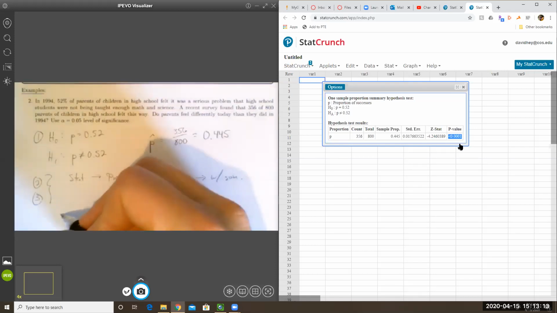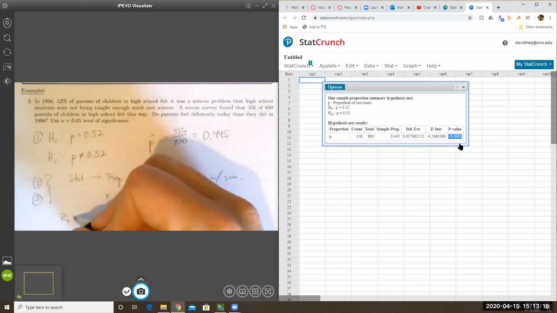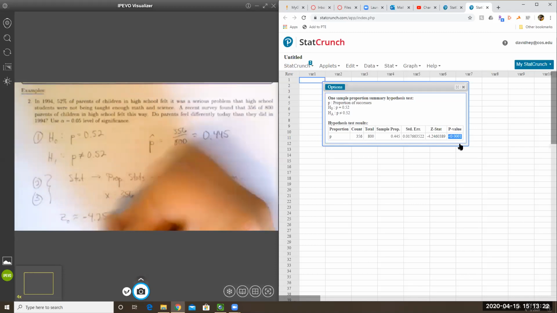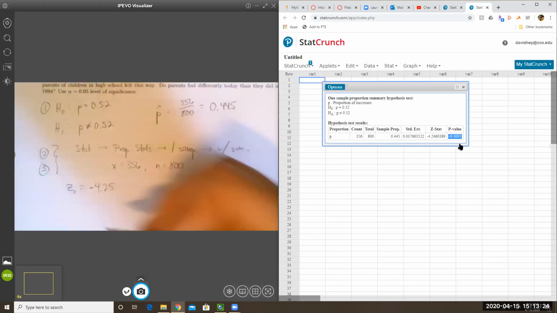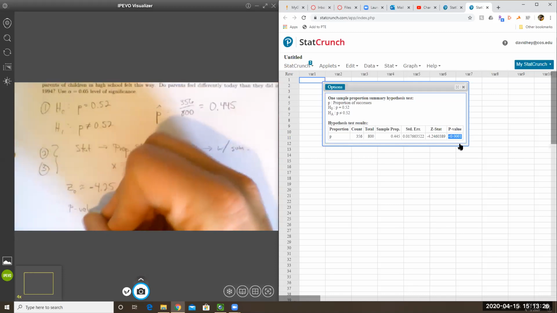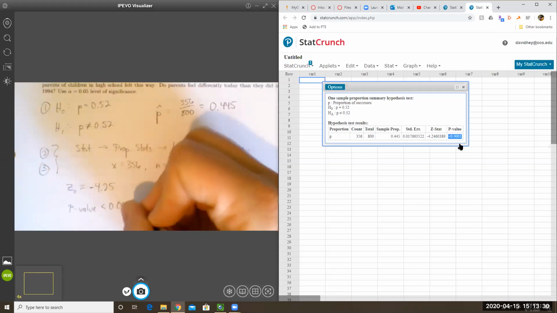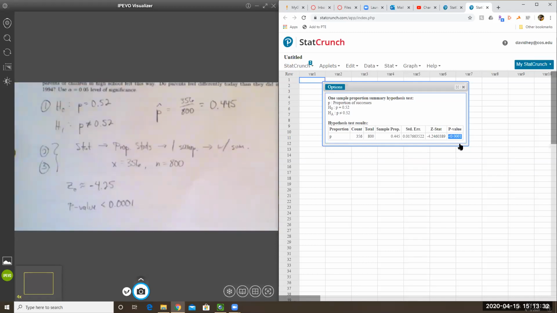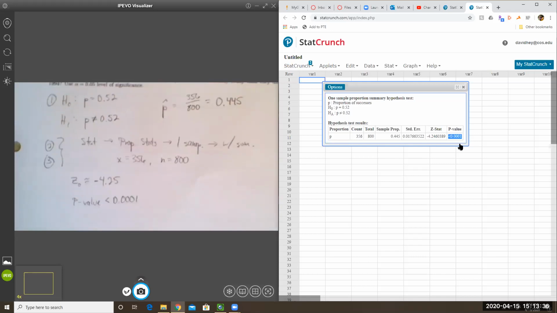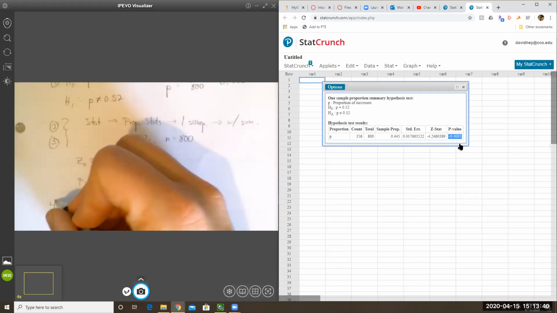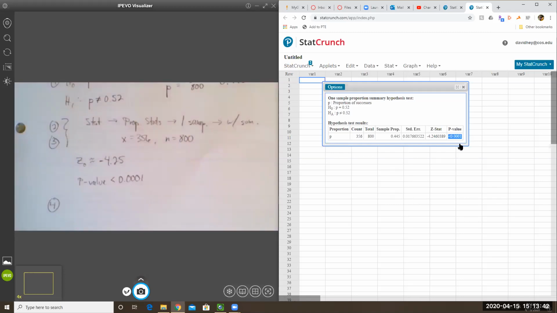Okay, so let's write those things down, right? So our test statistic, Z naught, is about negative 4.25. And our p-value is less than 0.0001. We don't know exactly what it is, but it's really small. It's less than 0.0001. Okay. Now we can make a decision.